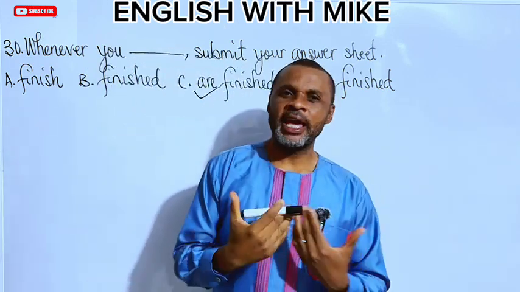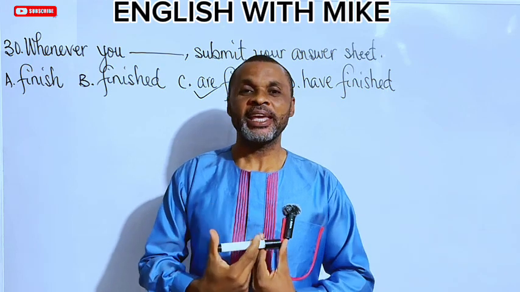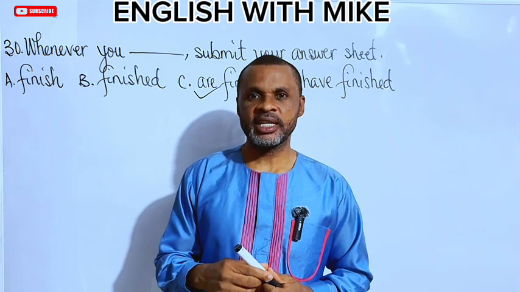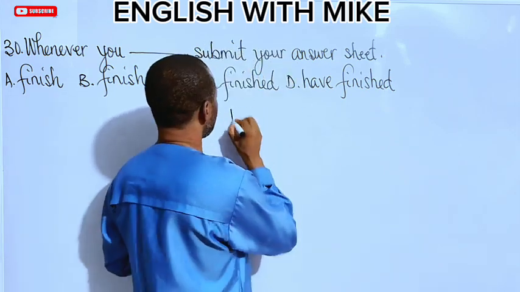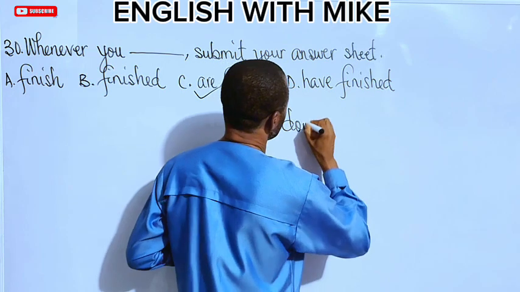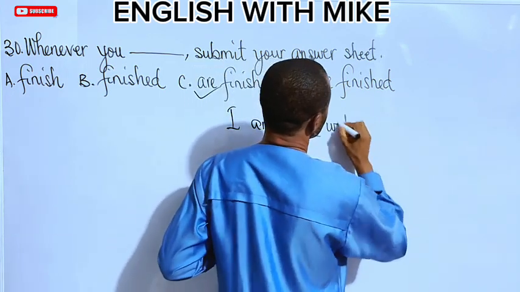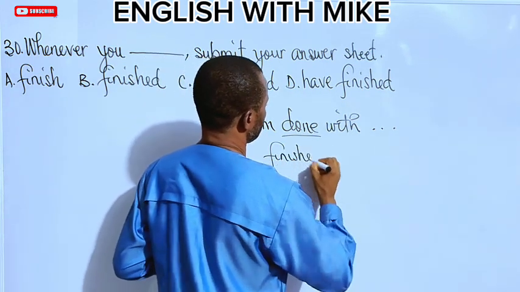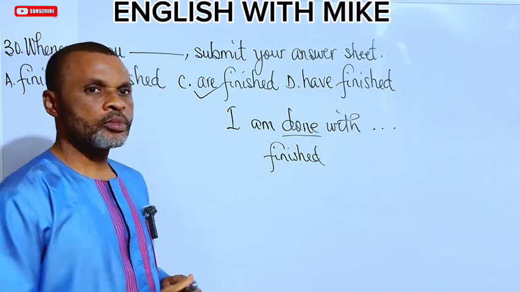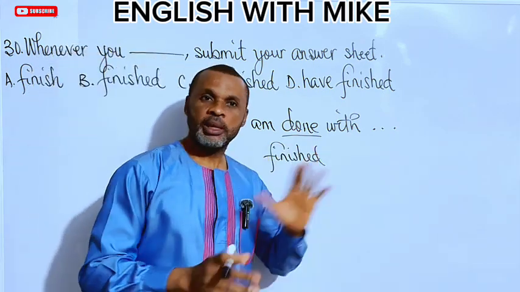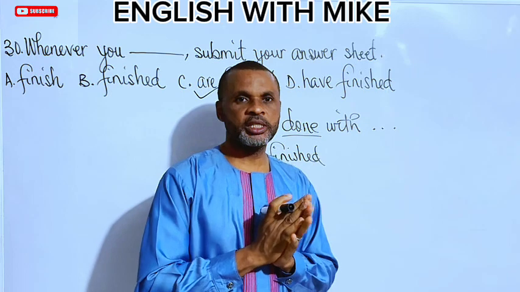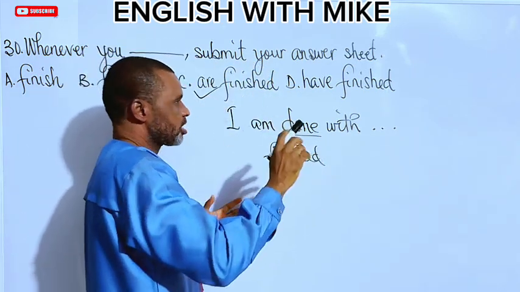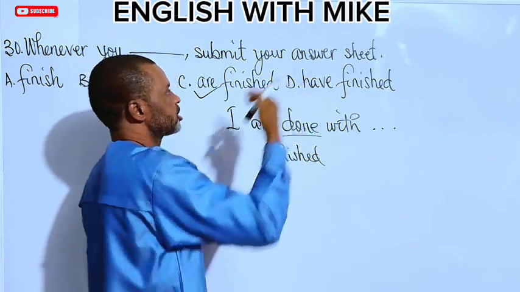We say, I am finished with my assignment. I am finished with my assignment, which means I am done, right, with my assignment. Finished is done. That's what we say. I am finished with my assignment. I am done with my assignment. So whenever you are done shading your answers or solving the essay questions, whichever, submit your answer sheet.